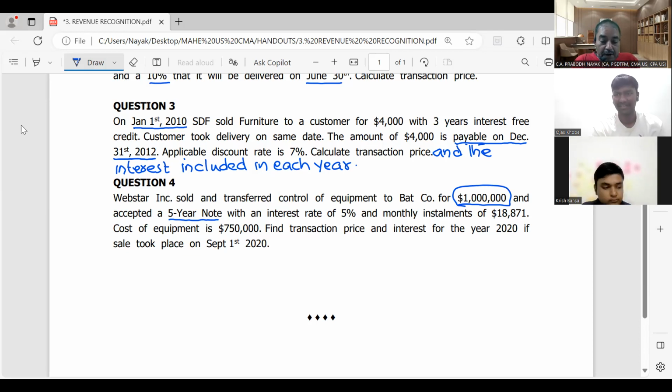Accepted a 5-year note with an interest rate of 5% and monthly installments of 18,871. So that is for the loan. So a loan has been taken and you have paid the amount of $1 million. So that is your transaction price. As of now, you have made a payment of $1 million. That amount we have taken on loan basis and accepted a 5-year note. And you are asked to calculate the interest payable on that loan. Okay, so let us write down.